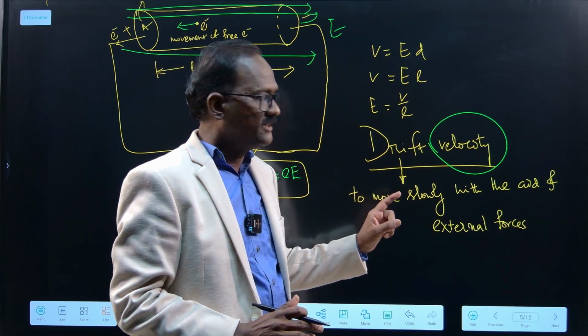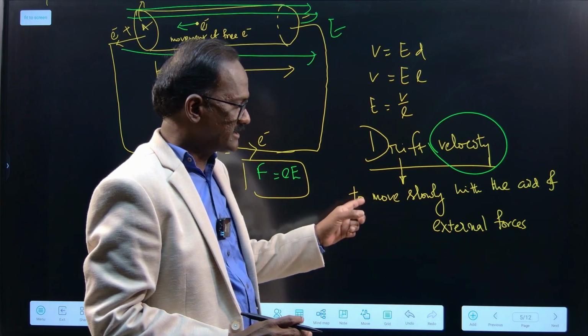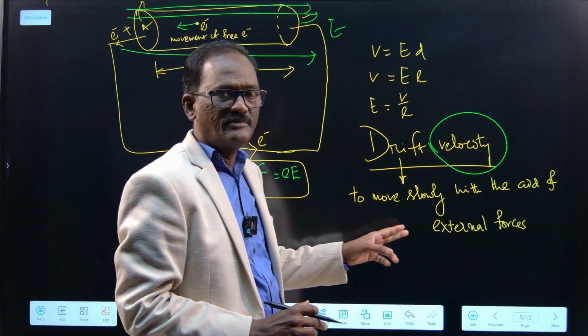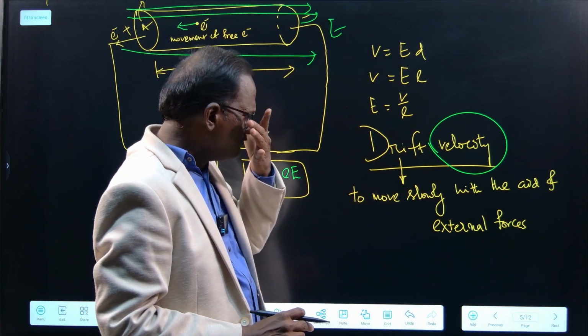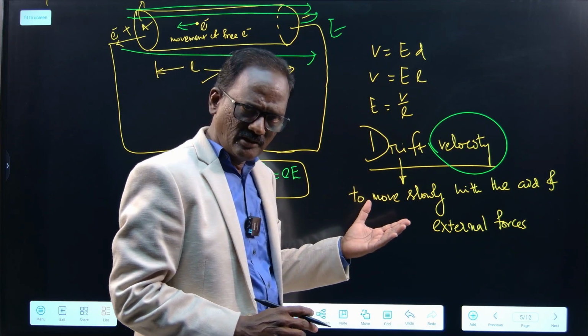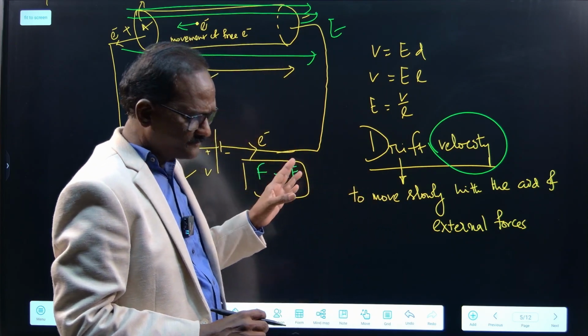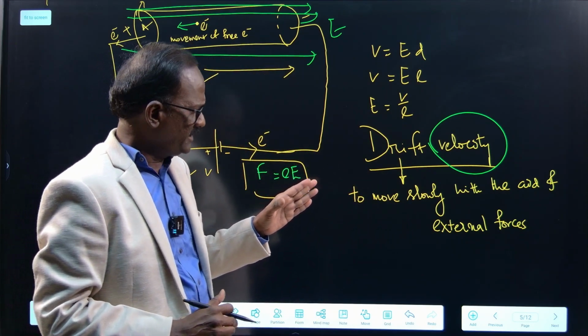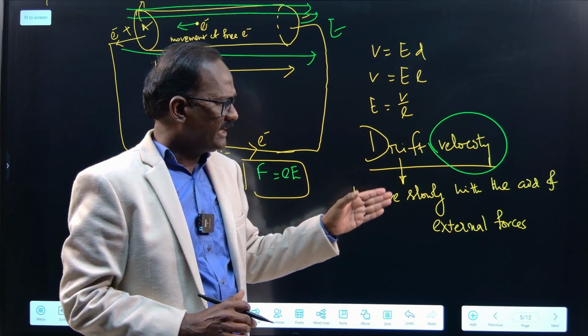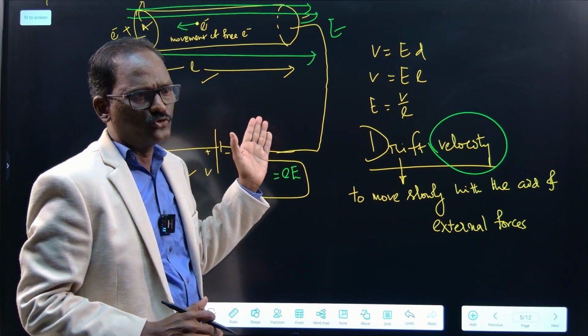To move slowly with the aid of external forces. It is according to the Cambridge Dictionary definition. So the electrons are also moving very slowly here. Let us find their speed. They are moving very slowly with the aid of an external force. Yes, external force, Coulomb's force.